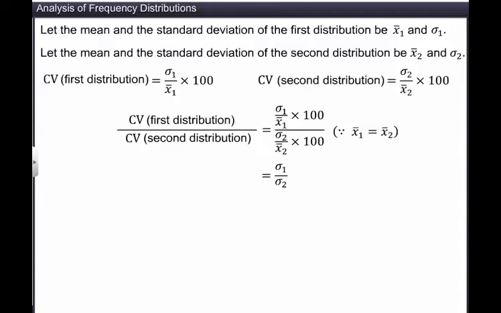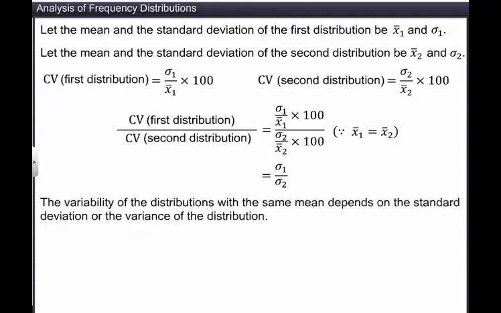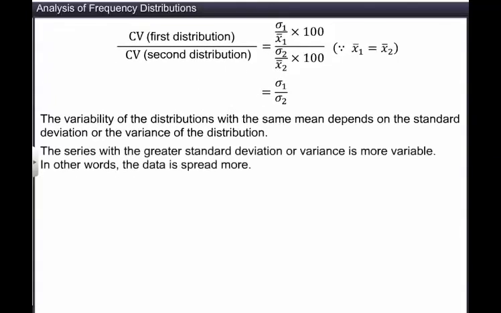This implies that the variability of the distributions with the same mean depends on the standard deviation or the variance of the distribution. That is, the series with the greater standard deviation or variance is more variable. In other words, the data is spread more. Also, the series with the less standard deviation is more consistent.